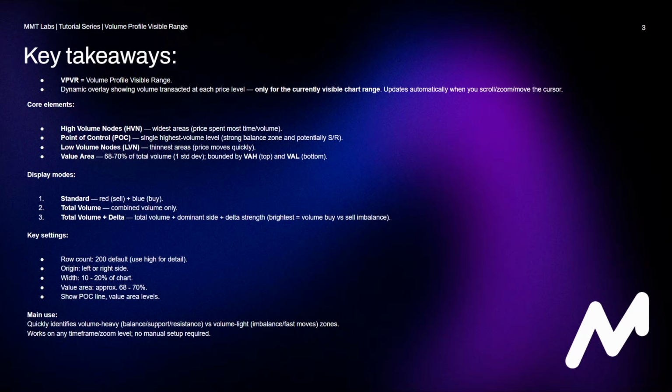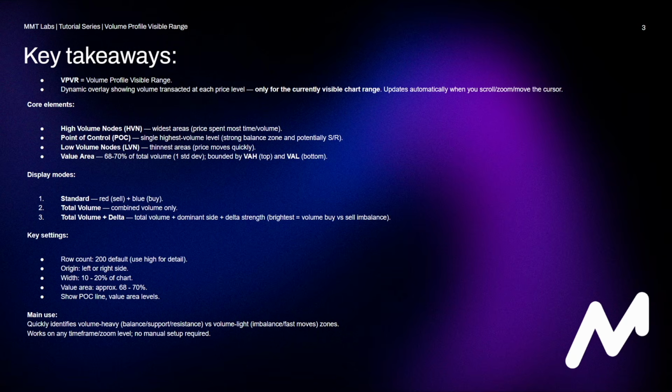Key takeaways. The VPVR, or Volume Profile Visible Range, is a dynamic overlay showing where volume was transacted at each price level, but only for the current visible chart range. It updates automatically when you zoom, scroll, or move the cursor. The core elements of the indicator are the high volume node, where price spent the most time in volume, represented as the widest area on the profile. Next is the point of control, or POC, which is the largest high volume node, often functioning as a balance zone, since buyers and sellers agree upon price.